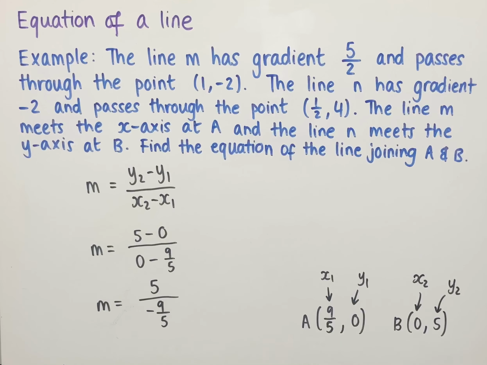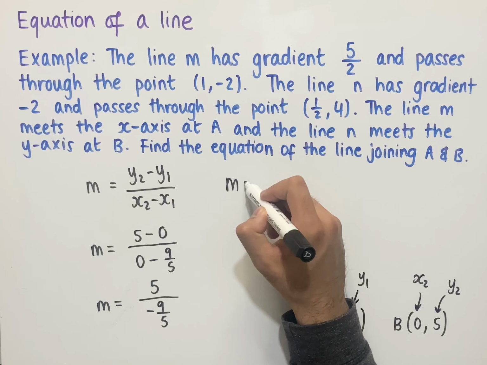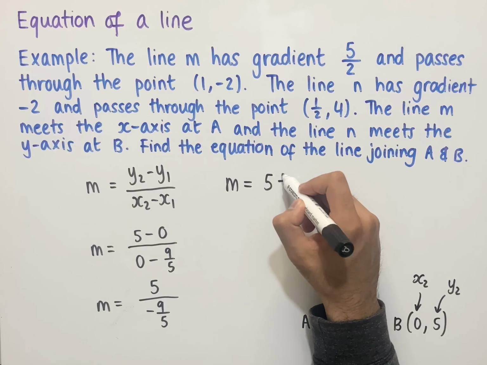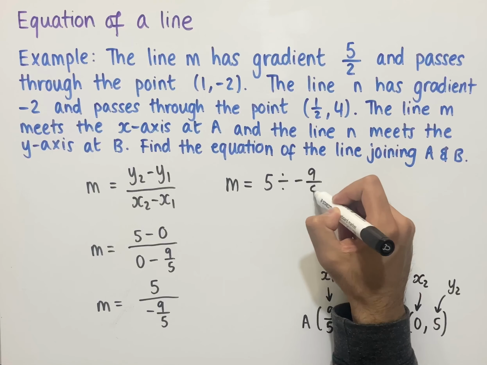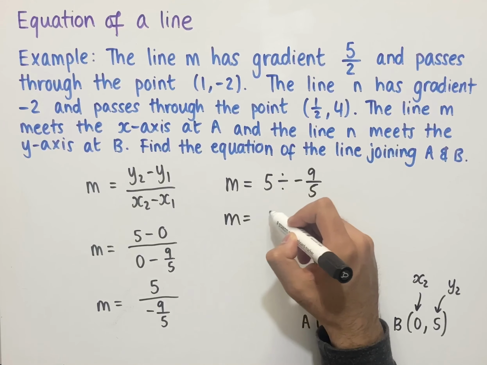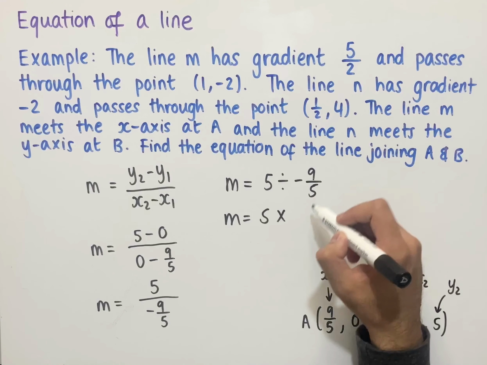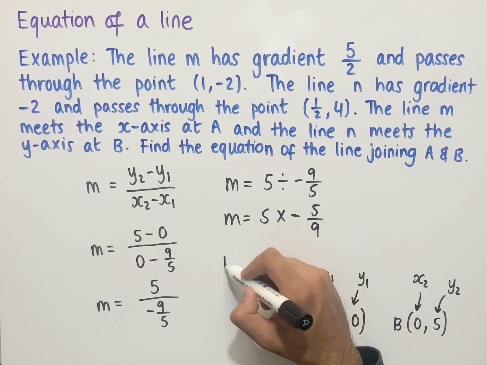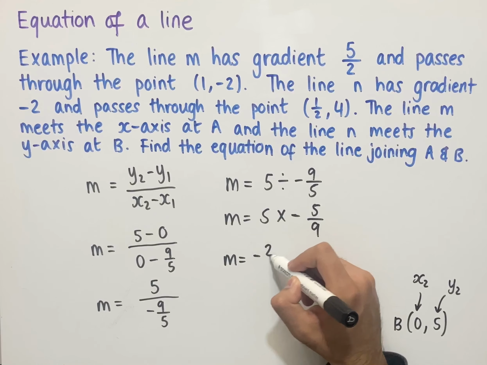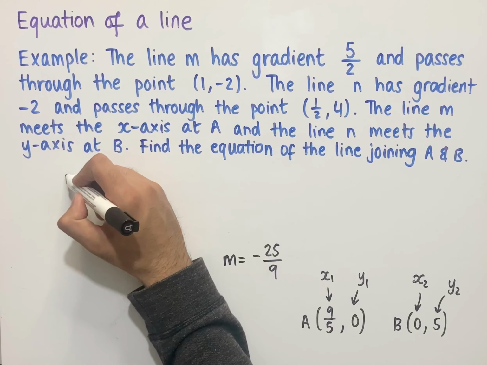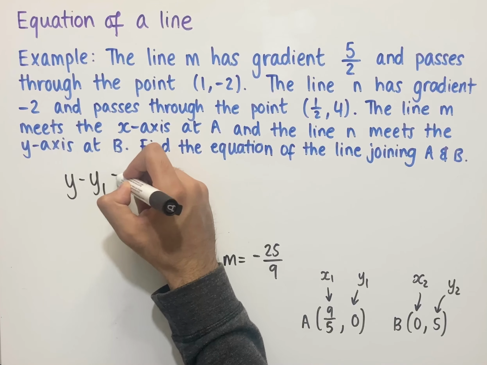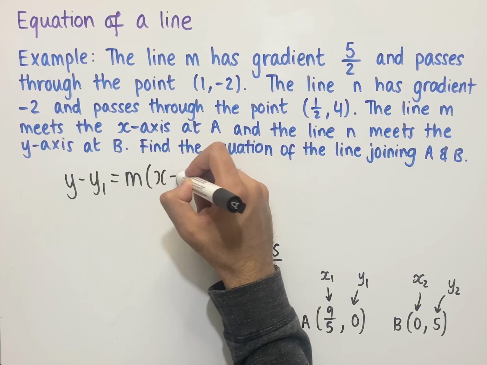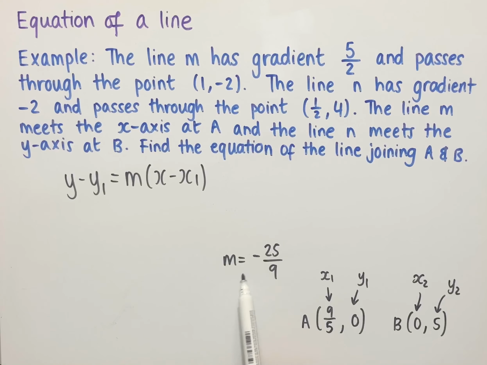If we simplify this, we get that m equals 5 divided by minus 9 over 5, which is the same as 5 multiplied by the reciprocal, so that's minus 25 over 9. And so the gradient m equals minus 25 over 9. So using y minus y1 equals m brackets x minus x1, we have the gradient, which is minus 25 over 9, and we have a point on the line. We could use either A or B and would still get the same answer.